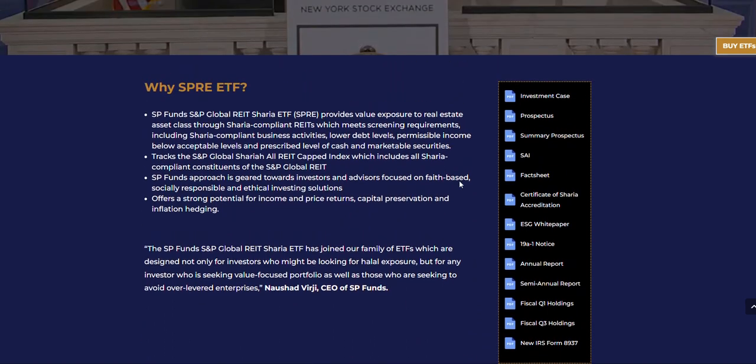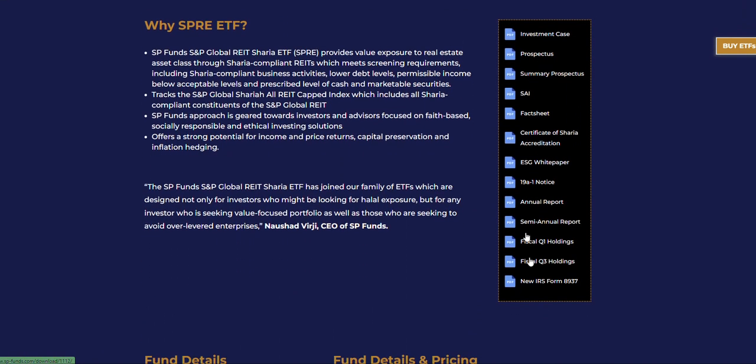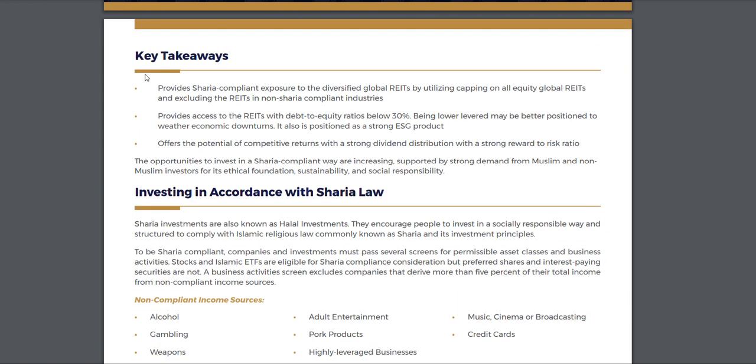In here, you've got quite a bit of information, loads of different things that you can have a look at if you're interested. I'm not going to go through every single one of them, but you can actually see the entire holdings as well, and so on. Now, this is one of the company's files that are in here. It talks about key takeaways. It says it provides Shariah-compliant exposure to diversified global REITs by utilizing capping on all the equity global REITs and excluding the REITs in non-Shariah-compliant industries. Now, that means they don't look at the mortgage side of things. Okay, so that's basically what that really means.